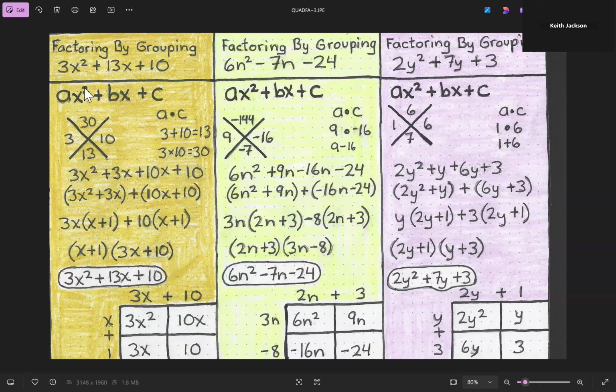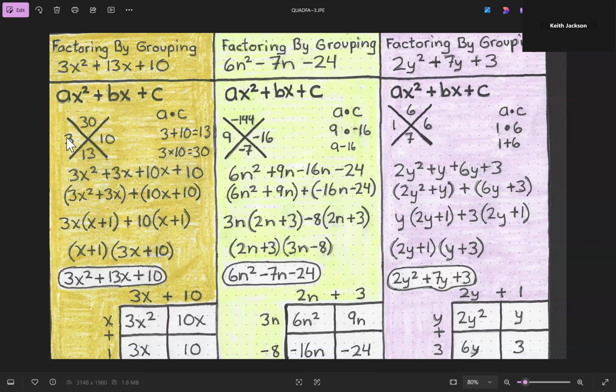What we're going to do is multiply a times c. When we do that, we multiply 3 times 10, and we get 30 right here. So I'm going to put the 30 on top, and we're going to see which two numbers multiply to 30 but also add to 13, which is right here. Those two numbers are 3 and 10, because 3 plus 10 gives me 13, and 3 times 10 will give me 30. So I'm just going to put that 3 here and that 10 right there.